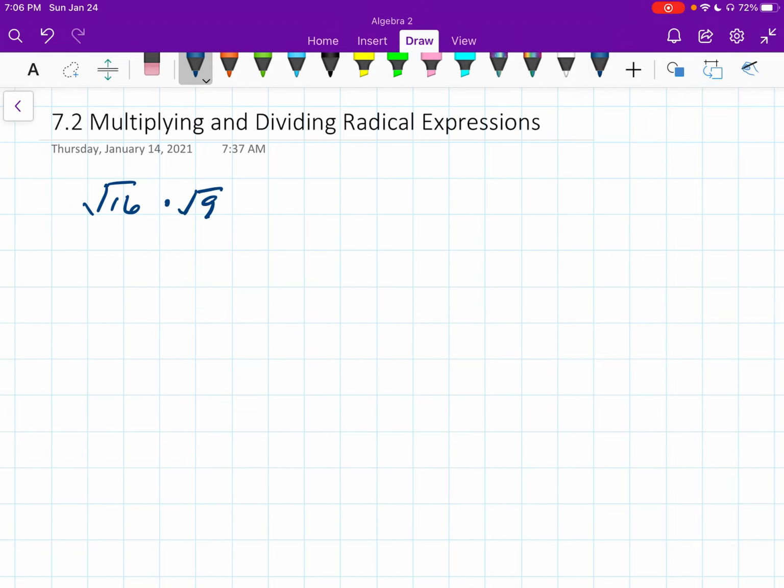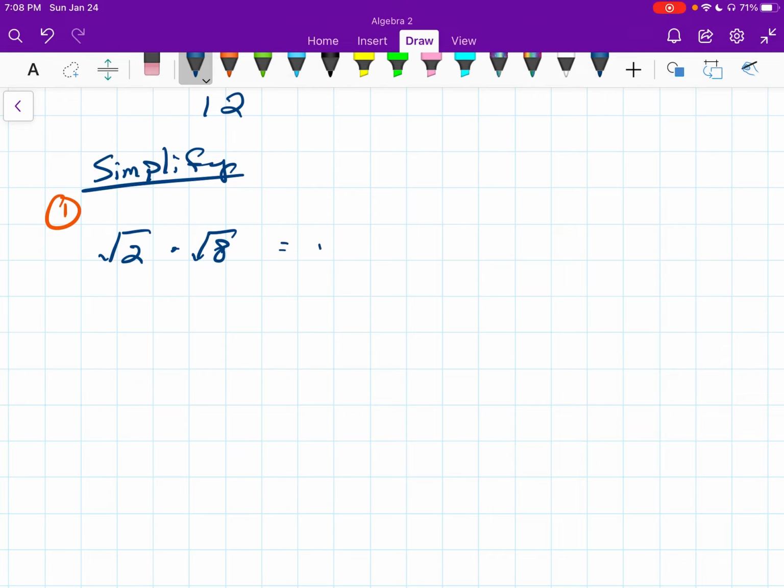All right, so that'll be useful sometimes. So let's do some examples and show that. Number one, we're supposed to simplify on all these. Simplify. So we have root 2 times root 8. Well, we know that because those are both square roots, we can put them together. So this is going to be the same thing as root 16, which is 4.